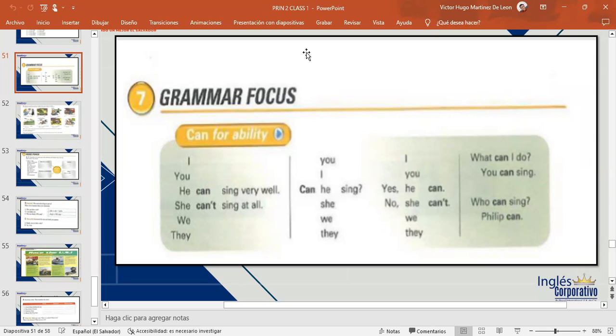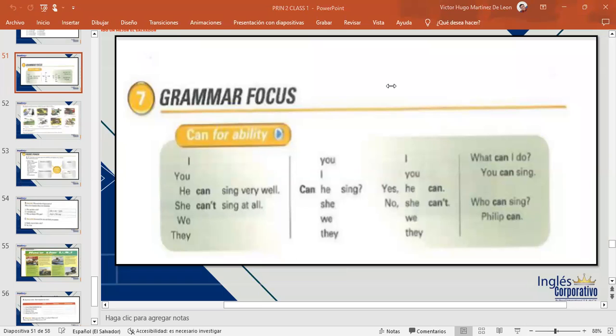Okay, now. I want to know if you really understood this explanation, and I want you to write an affirmative sentence and a negative sentence with can't. Okay, send it to me in the chat, please. Understand the activity? Yep.